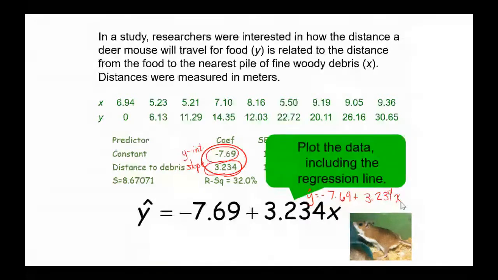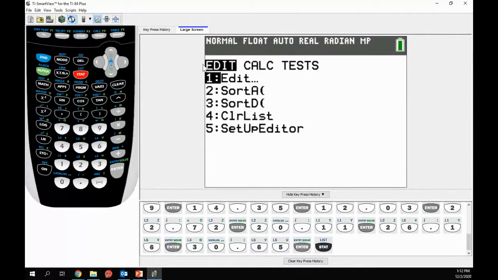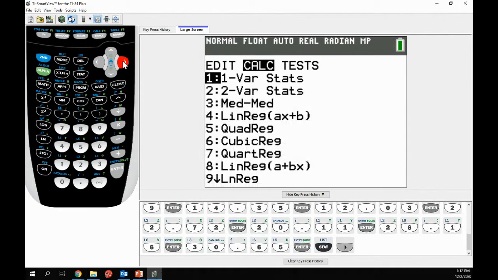So now they ask us to plot the data, including the regression line. So here's where our calculator comes in. Just to review what we talked about yesterday, let's get the calculator to not only create the plot, but do the line as well. So let's go run our regression. You go stat, calc, and then we need option 8.